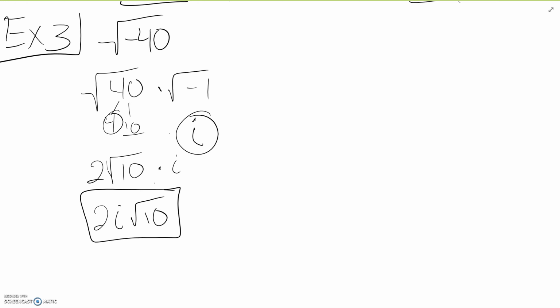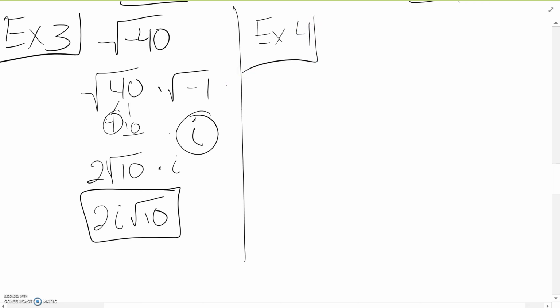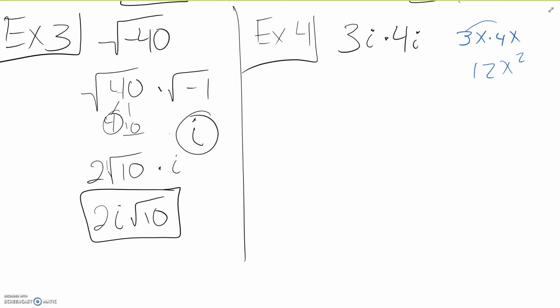Moving on. Example 4. We have 3i times 4i. This is no different than if I had something like 3x times 4x, right? I think a lot of you would right off the bat be like, oh, this is just 12x squared, and you'd be correct. Well, my result here is no different.